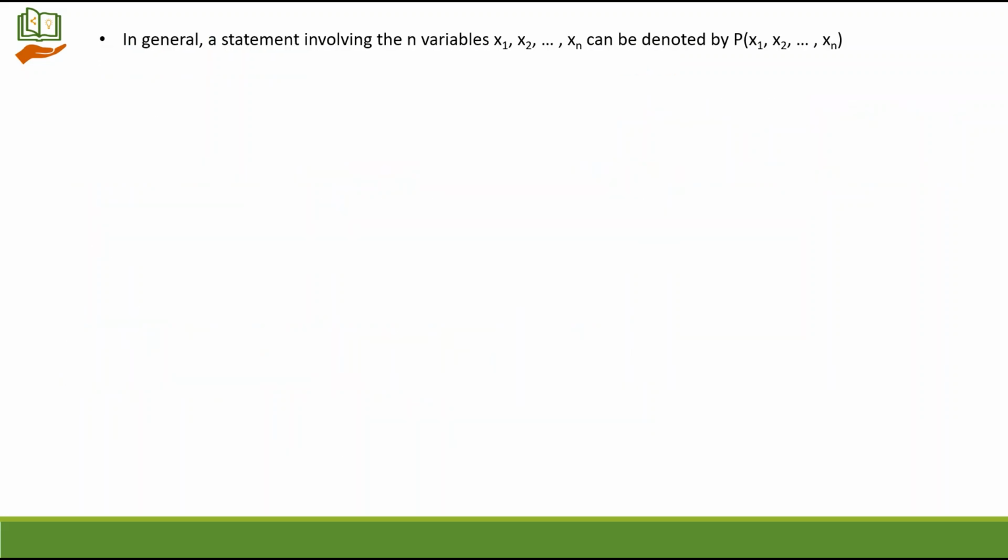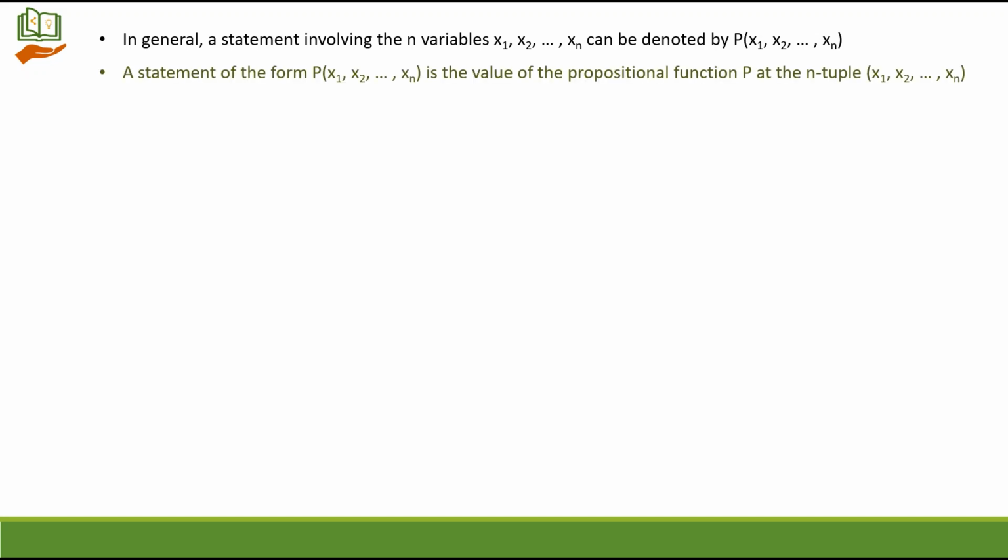In general, a statement involving n variables x1 comma x2 comma up to xn can be denoted by p of x1 comma x2 comma up to xn. A statement of the form p of x1 to xn is the value of the propositional function p at the n-tuple x1, x2 to xn.